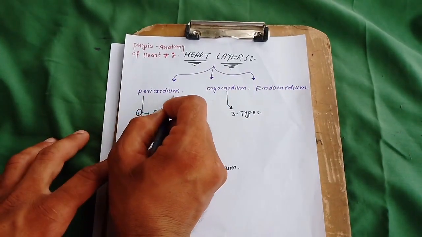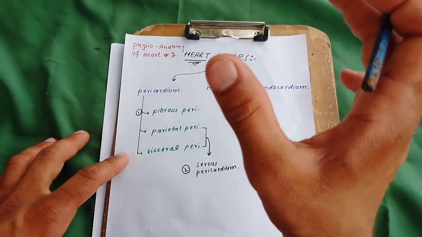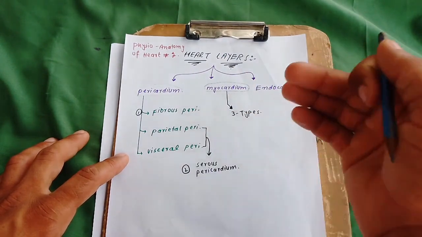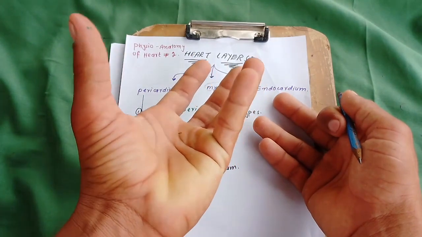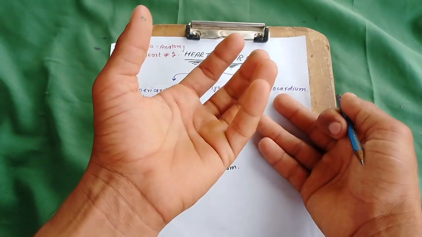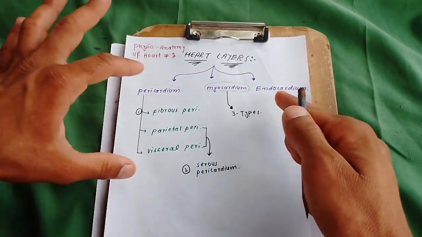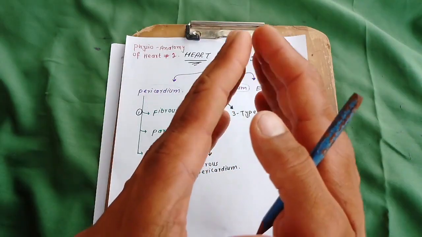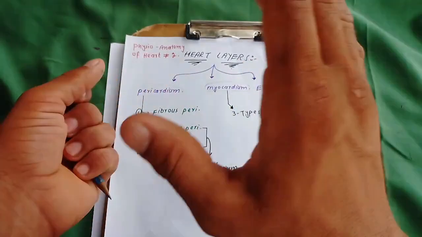The pericardium is the outermost layer of the heart. The myocardium is the actual bulk, which is the cardiac muscle. And the endocardium is a very thin, spongy layer, about a single cell layer, made from endothelial cells. Okay, so what is the pericardium? The pericardium is a double membrane layer which covers the heart from outside.